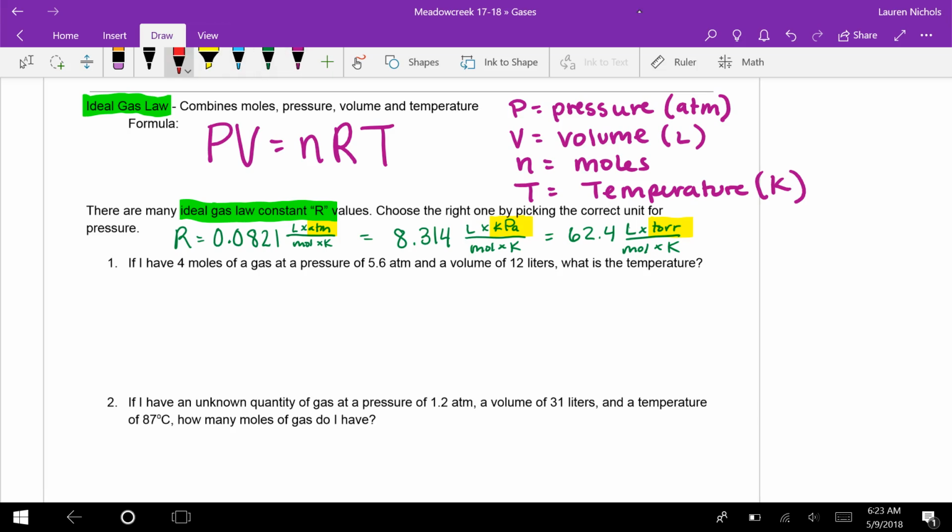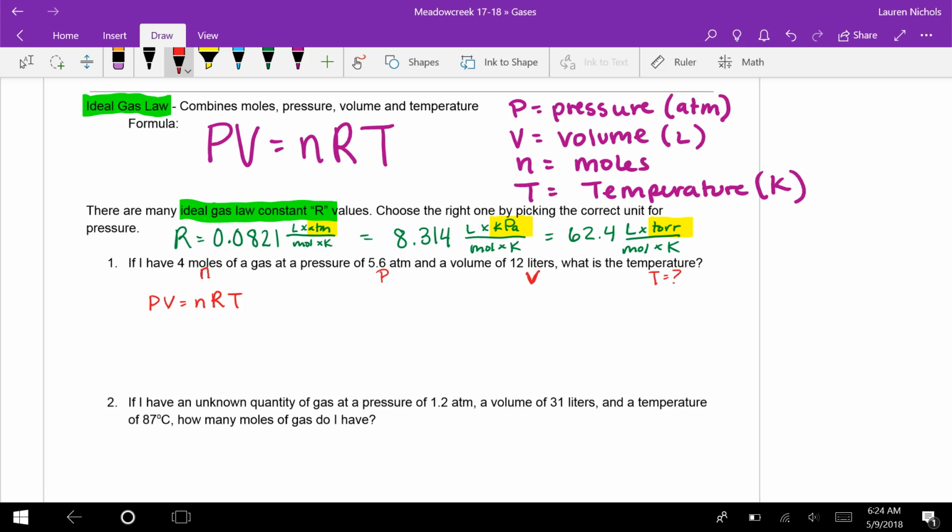So let's go ahead and look at an example problem. Number 1 says if I have 4 moles of gas, so we know 4 moles, that'll be n, at a pressure of 5.6 atmospheres, P, and a volume of 12 liters, V, what is the temperature? So temperature is our question mark here. And so we know our formula is PV equals nRT.